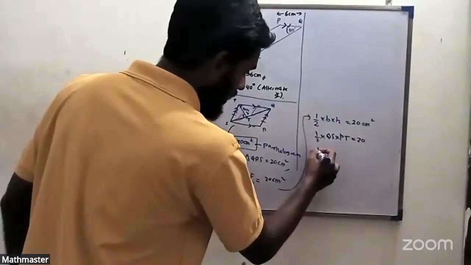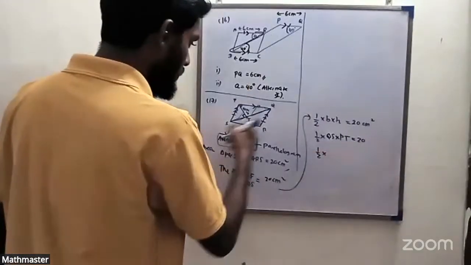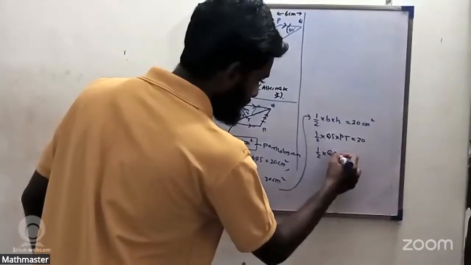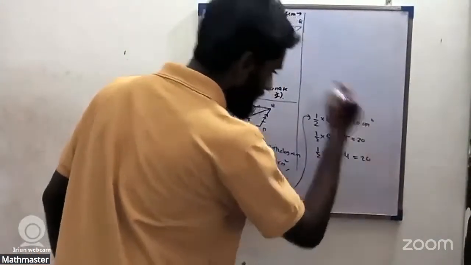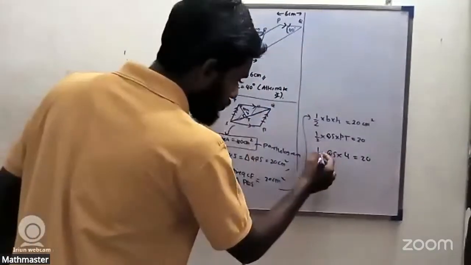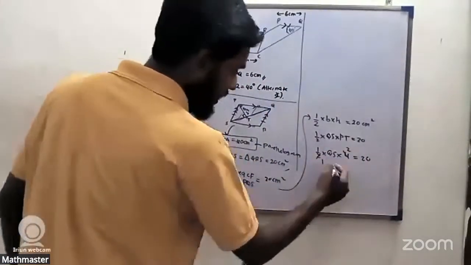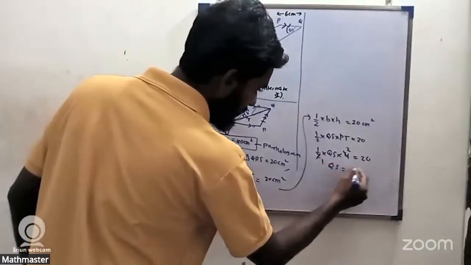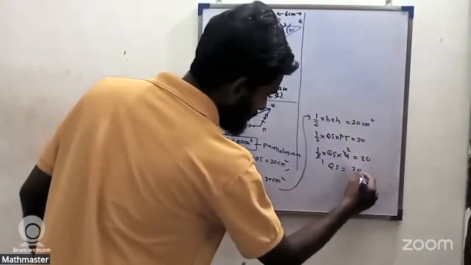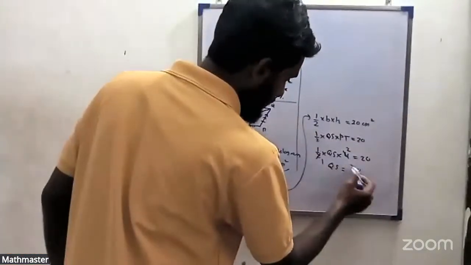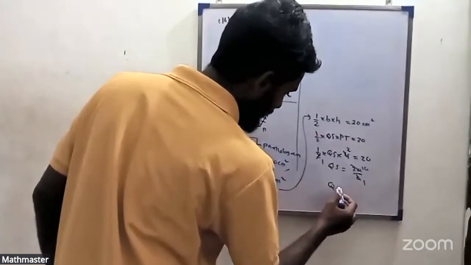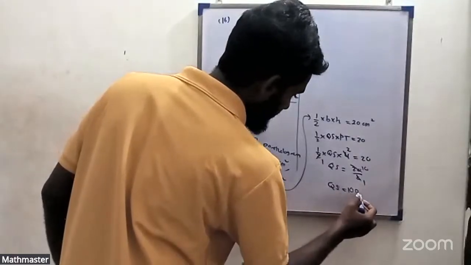Then half into QS length, we don't know. PT length, we know. They have given 4 centimeters, equals 20. 2 times 1, 2 times 2. Then QS equals 20 divided by 2. This 2 will be divided by 2. Therefore, 2 times 1, 2 times 10. So the length of QS is 10 centimeters.